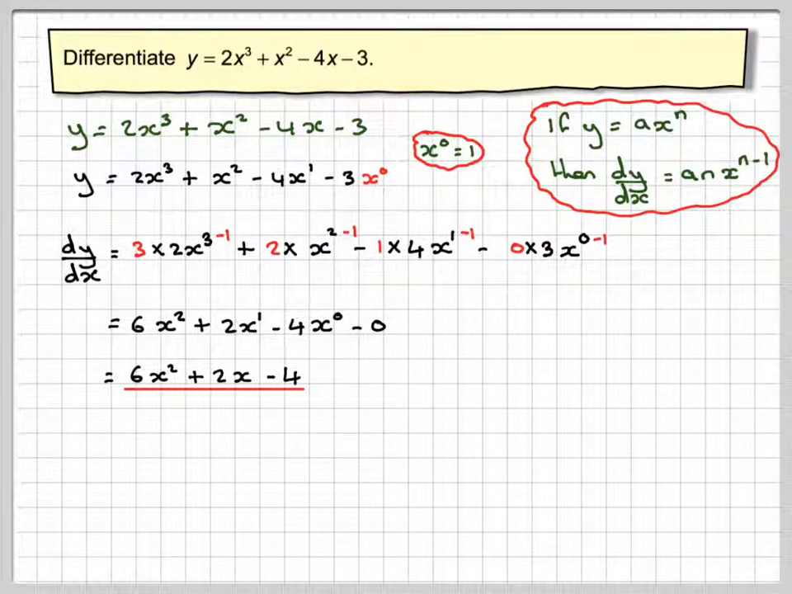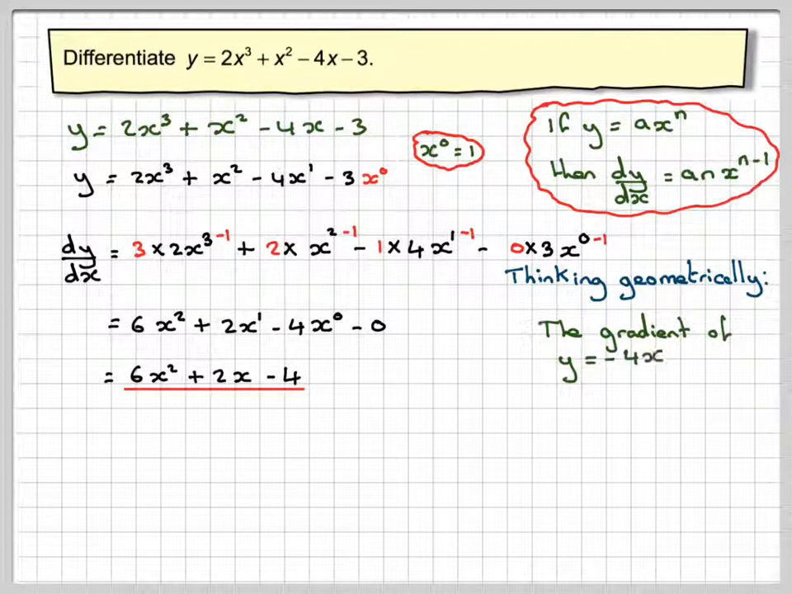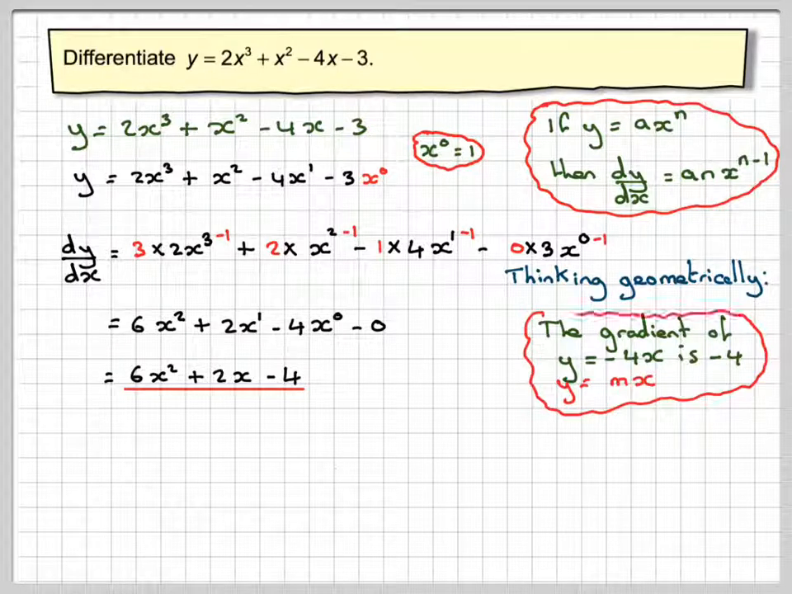Right, what you've got to remember when you're doing differentiation is why are we doing it? Well, it gives me a gradient function for this cubic. So let's think of this geometrically. I'm doing this because the ones that cause confusion are these ones, minus 4 just times an x, and then just a number. The gradient of y equals minus 4x is minus 4, because if you think of y equals mx plus c, m is the gradient, so m is going to be minus 4.